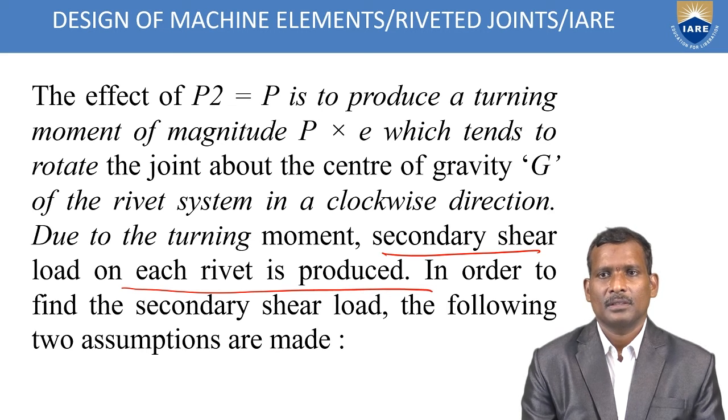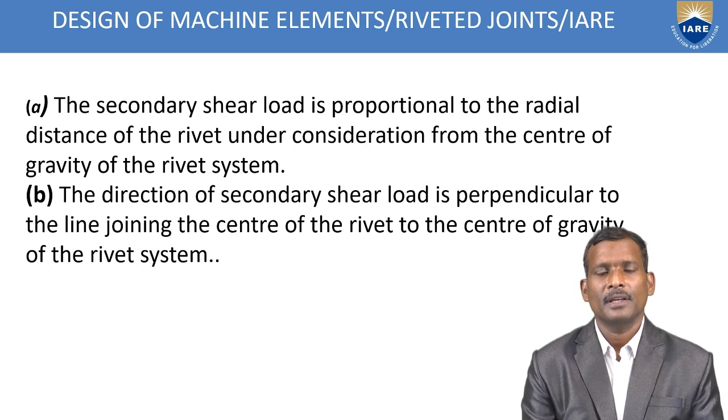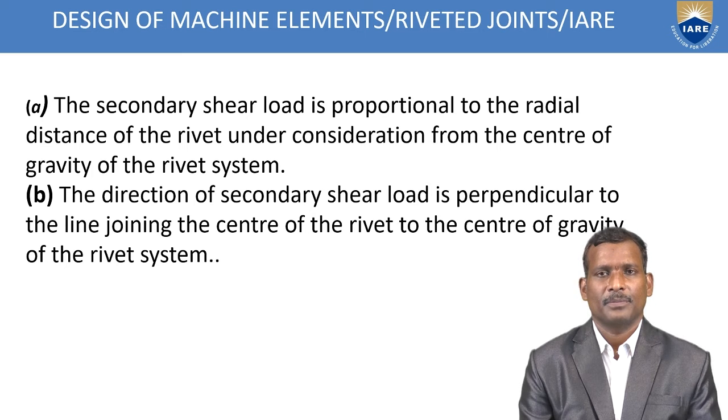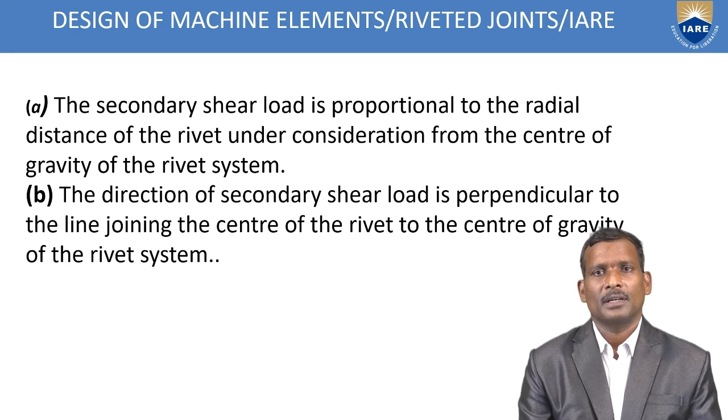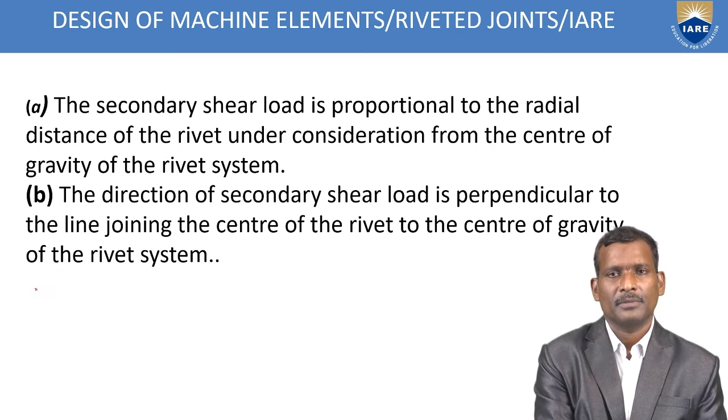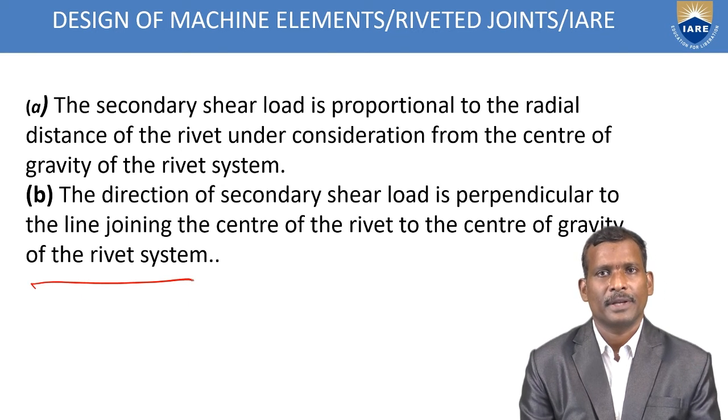So in this secondary shear load case, the following two assumptions are made. One is the secondary shear load is proportional to the radial distance of the rivet under consideration from the center of gravity of the rivet system. The direction of secondary shear load is perpendicular to the line joining the center of the rivet to the center of gravity of the rivet system. Two assumptions are made while calculating secondary shear load.